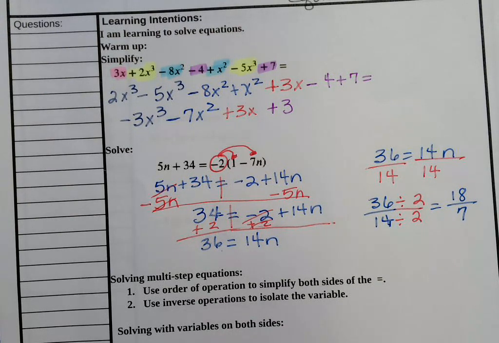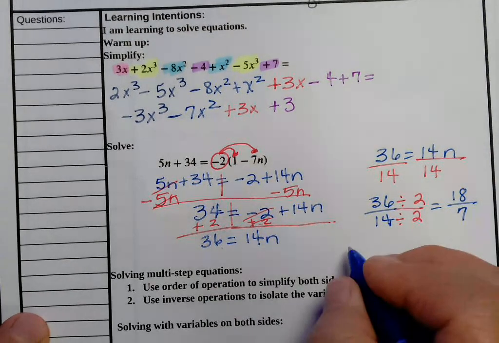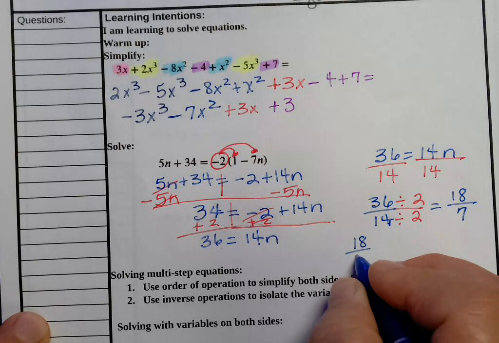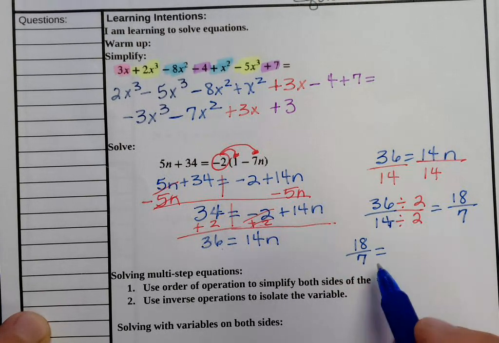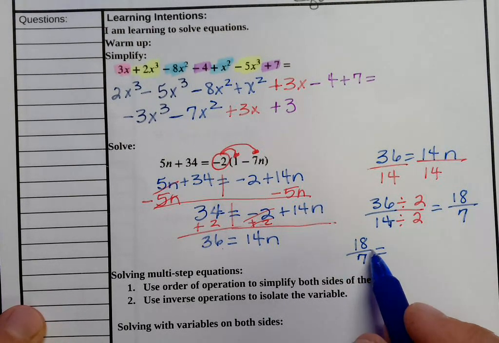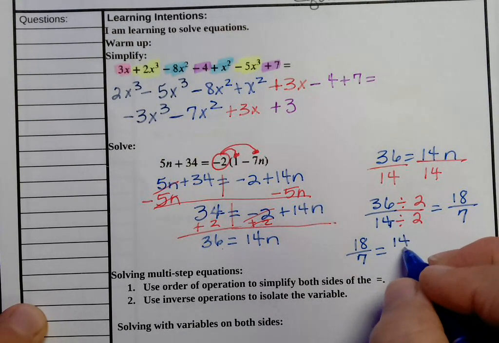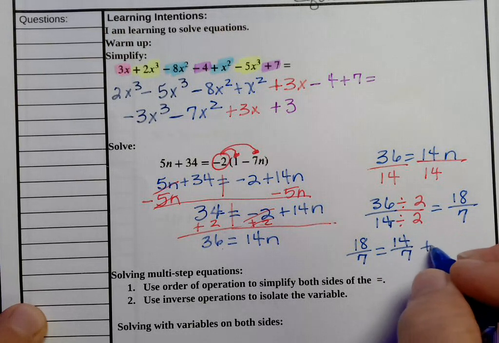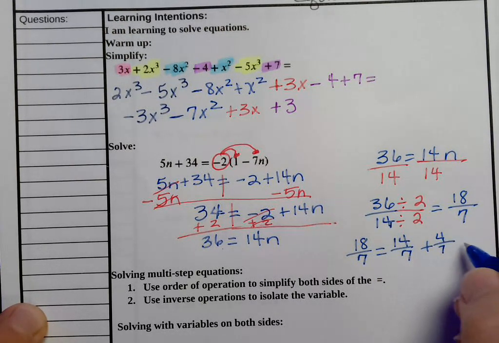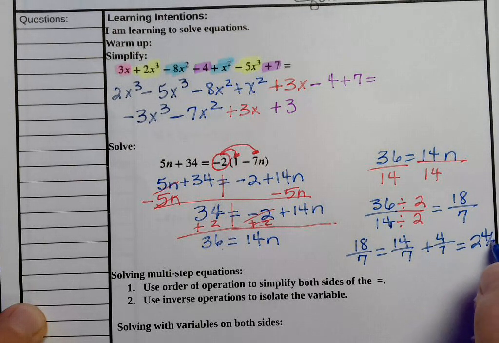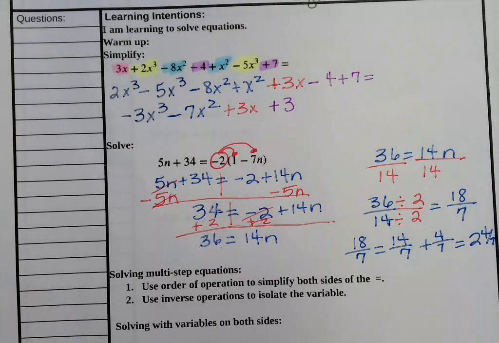If you want to change it into a compound number, that means a number with a fraction, we know that the next smaller number that 7 goes into evenly would be 14. So this would be 14 over 7 plus 4 over 7. And that gives me 2 and 4 over 7. And we're done.